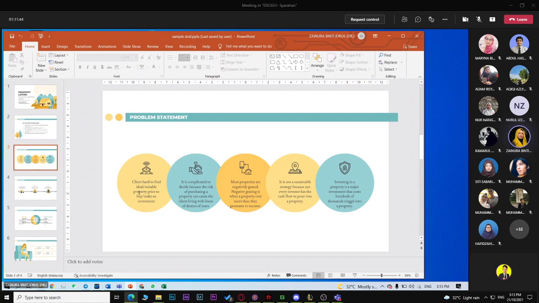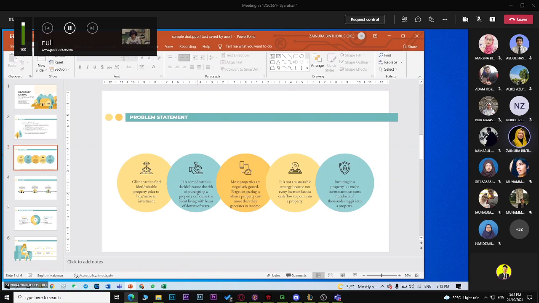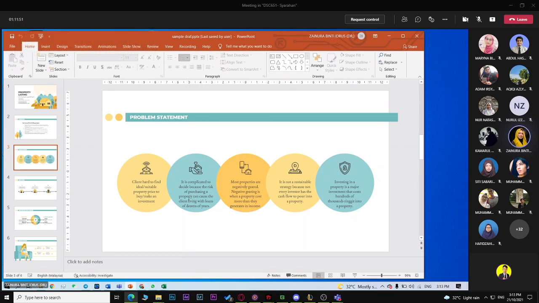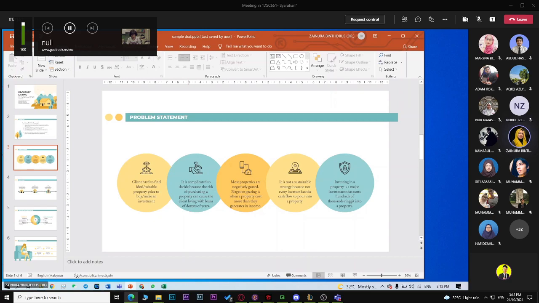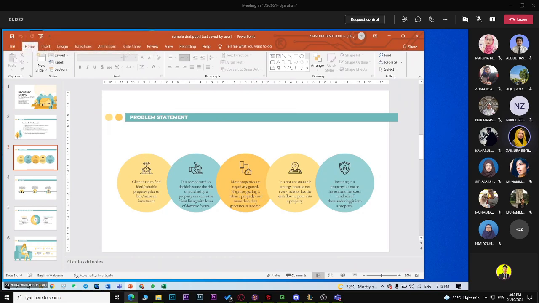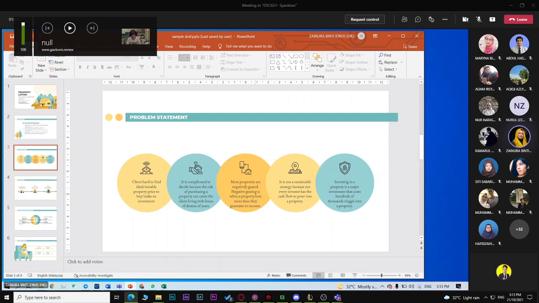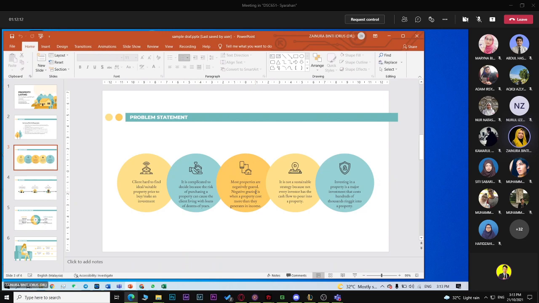Client hard to find. Okay. And then it's complicated to decide because the risk of purchasing a property can cause the client to live with a loan of a dozen years. And then you tengoklah sini, banyaklah problem dia kan. Most properties are negatively geared. Negatively geared is when a property costs more than it generates in income. So say, for example, 1,000, but you have to pay the bank 1,500. So rugilah kan. You will pay the bank 1,500, people rent for 2,000. Then you generate income lah. Of course, you have to take into consideration kan, rosak lah rumah tu nanti when they go out. That is for investment purpose. They want to earn.